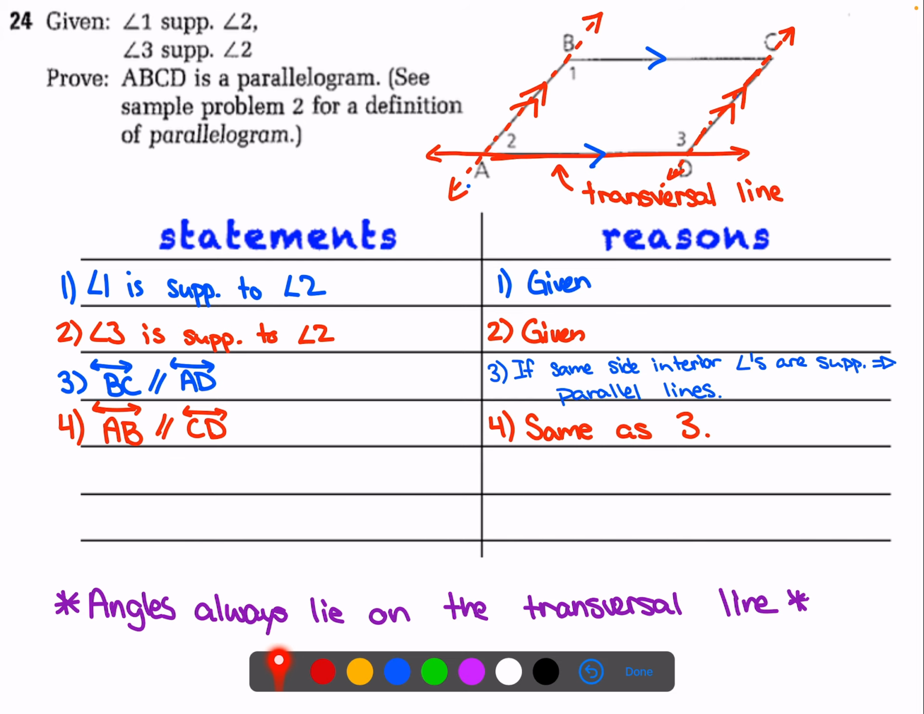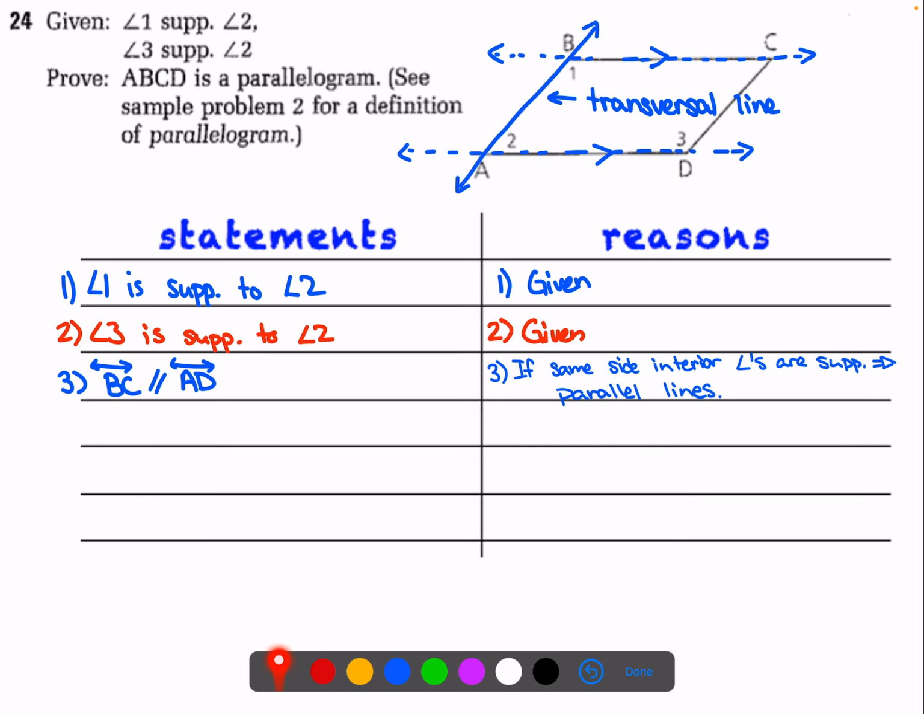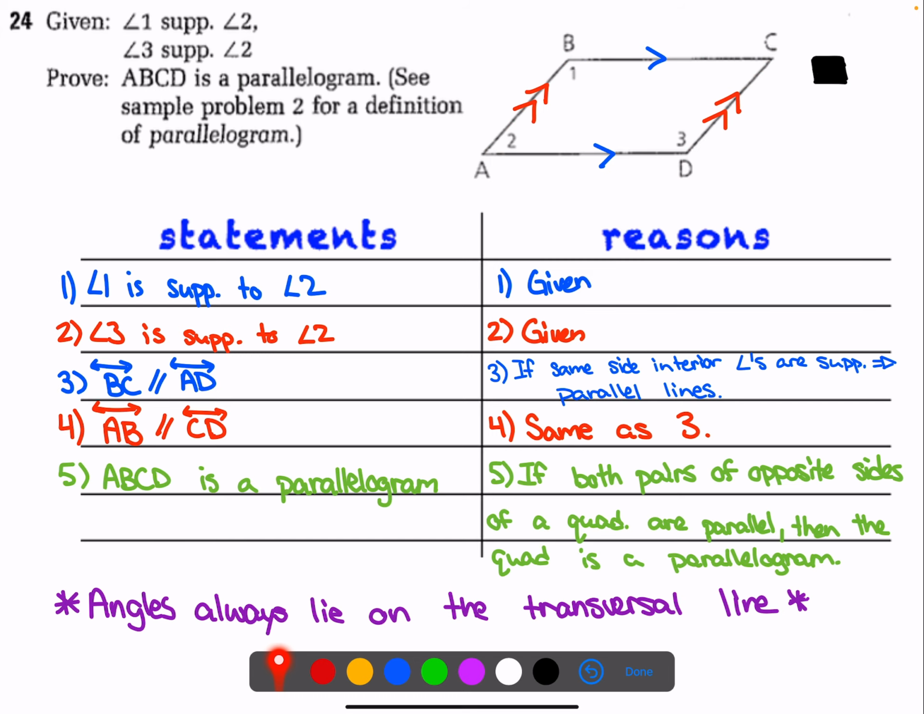So when we were going through this, we can see that both of these angles lie on the transversal, and same for the one before it. These both lie on the transversal. So that will always be the case when you're making these. You'll have the parallel line and the transversal that create the angles that you're looking at. So just keep that in mind as you practice these.